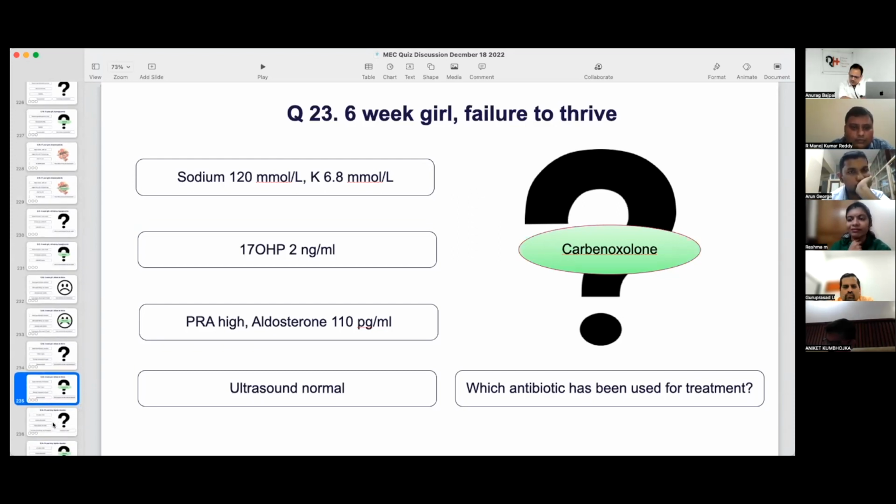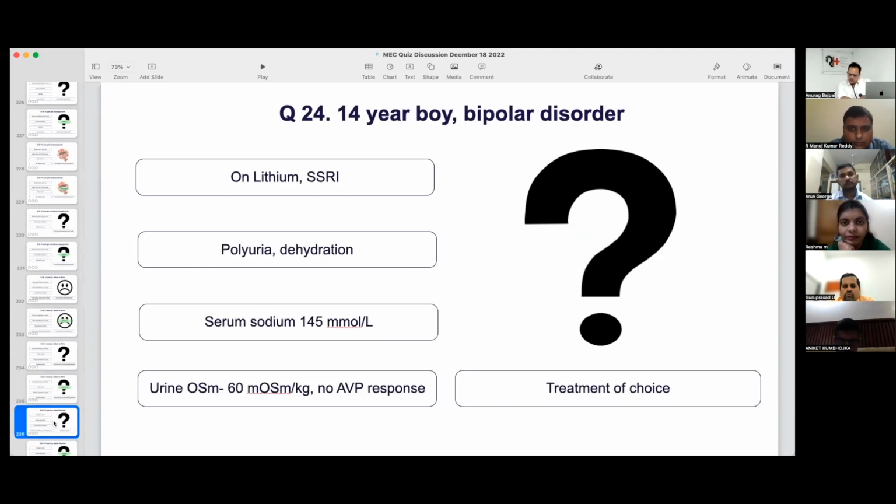So I think the last question in this round will go to Dr. Manoj. A 14-year-old boy with bipolar disorder on lithium and SSRI, polyuria, dehydration, serum sodium is high, urinary osmolality is low. So this is DI, no AVP response. Which is the treatment of choice? And I want one specific drug only. It's a nephrogenic DI, sir. Thiazide diuretic, hydrochlorothiazide can be given.